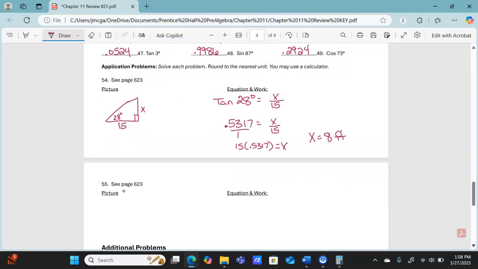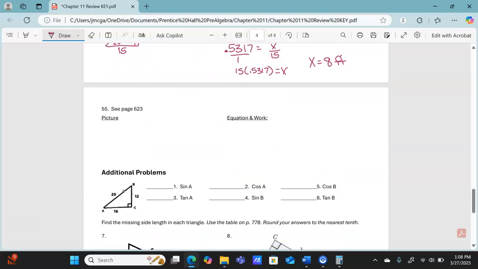And then number 55, it says Melanie is flying a kite and lets out 100 feet of string. So here's our kite. We have 100 feet of string. Rosa determines that from Melanie's hand, the angle of elevation to the kite is 71 degrees. Melanie's hand is 4.3 feet from the ground. So this one took a little more thought because of that piece of information. What is the height of the kite?